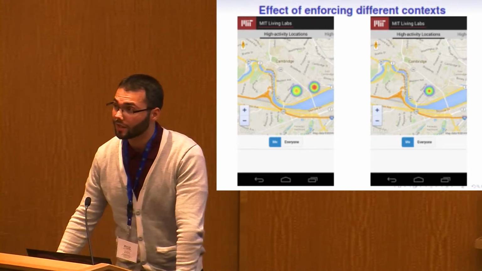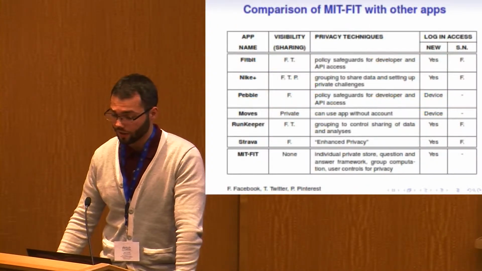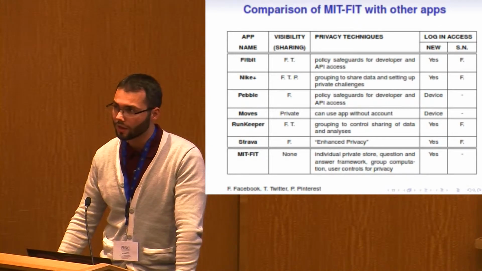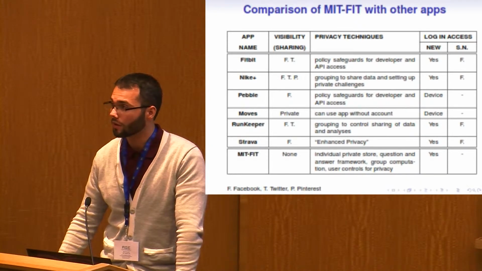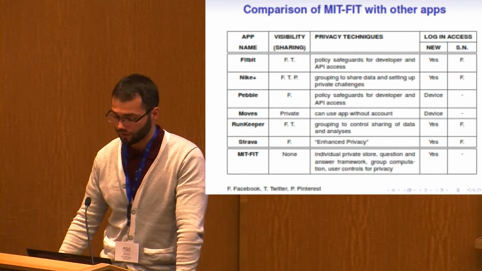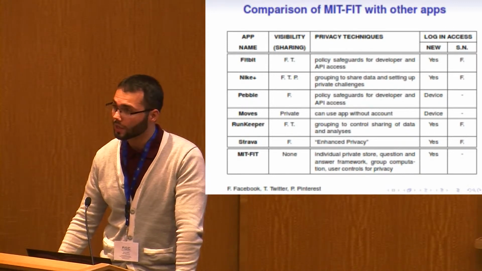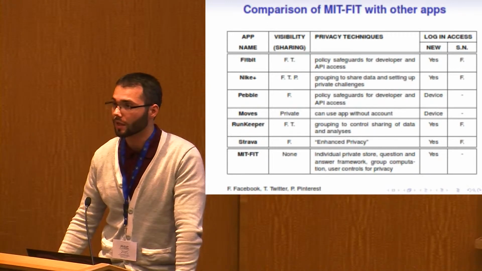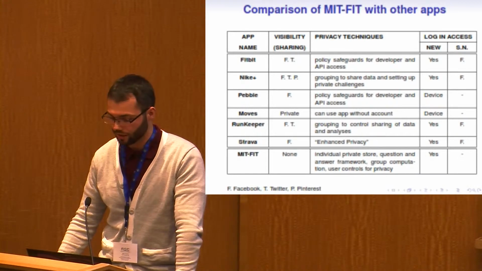We compare MIT Fit to a number of other fitness-based applications on three metrics, basically visibility, how they allow a user to share data created within the application, the techniques that they employ to protect user privacy, and the login access that they provide, including social network access or their own login system.